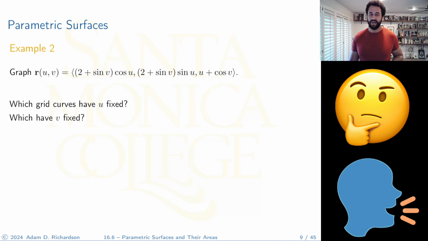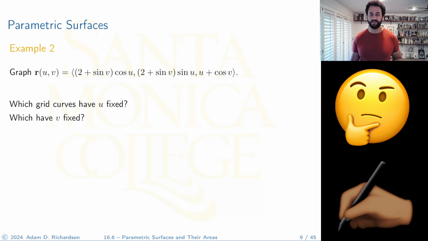Okay, now say something out loud to yourself. What I'd recommend is to try to say out loud what is happening in each component direction. Like what's happening in the I direction, what's happening in the J direction, what's happening in the K direction. Okay. And now see if you can describe what happens when the grid curves are fixed.